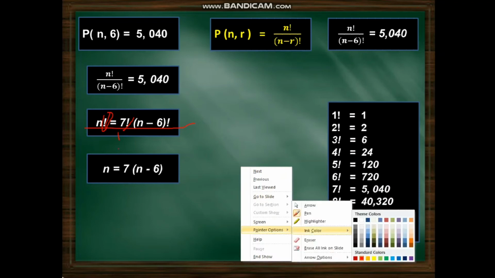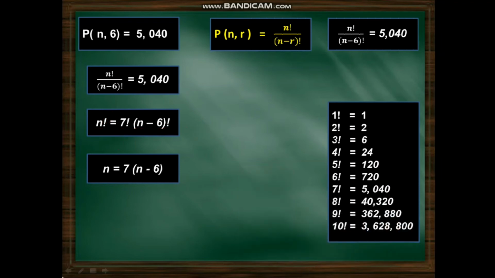Pagkatapos po nun, we have now to distribute the given equation. So, we have to multiply 7 times n, that is equals to 7n. Then, multiply natin yung 7 times negative 6, that is equals to negative 42. At ito po ang magiging sagot nun. We have n is equals to 7n minus 42.